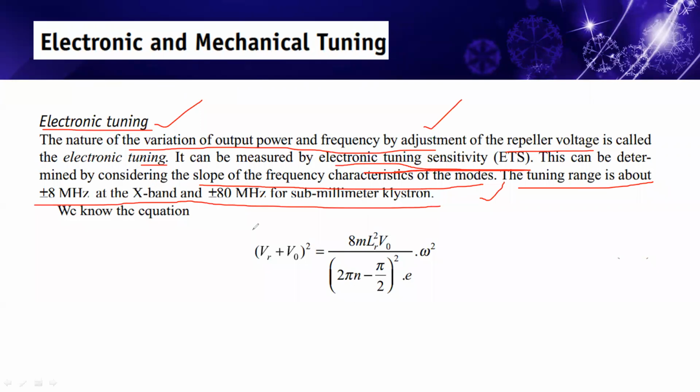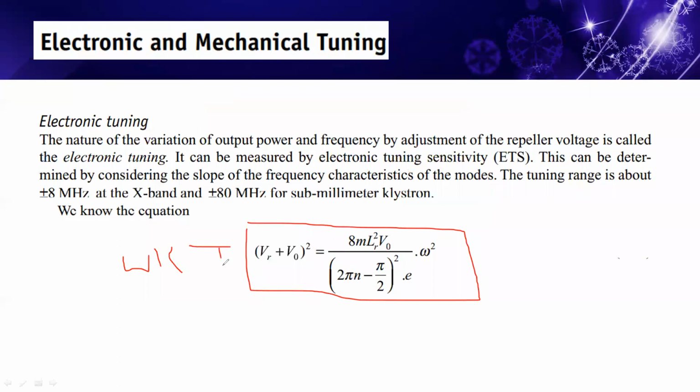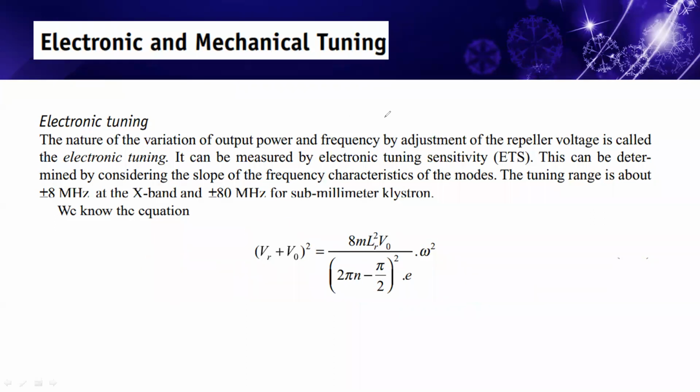So here I am mentioning from the previous discussion of the power, from previous lectures, what we drew here. We know that (VR + V0)² = 8mL²V0 / ((2πn − π/2)² e ω²). This equation is already taken from the previous data. So this is called electronic tuning, very important for the end examination.